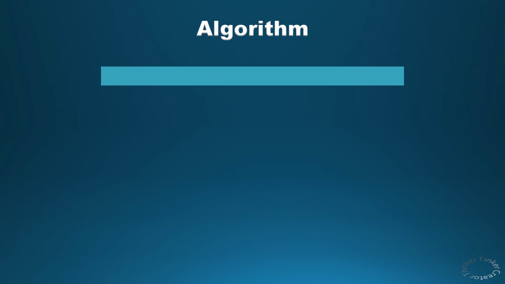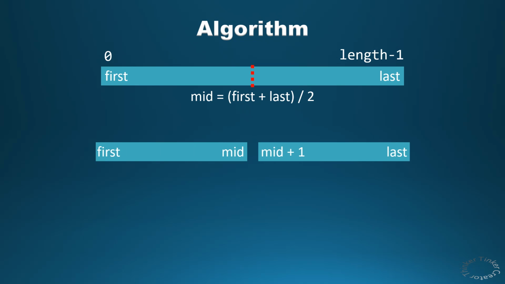Given a list, the first index is 0. The last index is length - 1. The middle index is the average of the first and last indices. We can divide the list into two halves, like this. The left half gets a new last index. The right half gets a new first index.